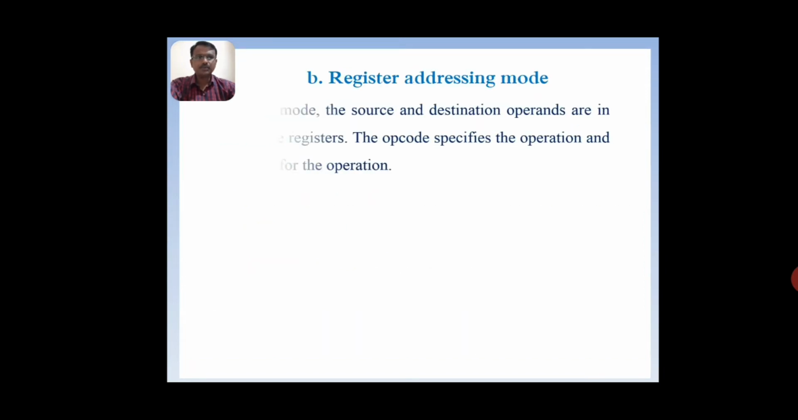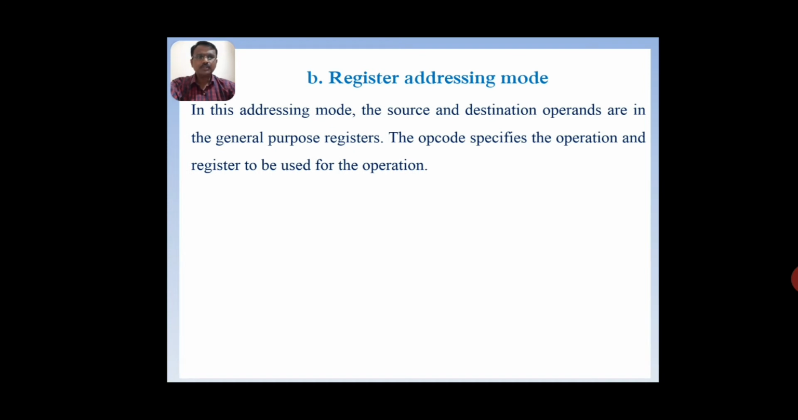Second addressing mode is the register addressing mode. In this addressing mode, the source and destination operands are in general purpose registers. The opcode specifies the operation and the register to be used for the operation. Means in this addressing mode, the second part of the instruction is a general purpose register. Therefore, the opcode specifies the operation to take place and which registers are going to be used. So both pieces of information will be included in an opcode.